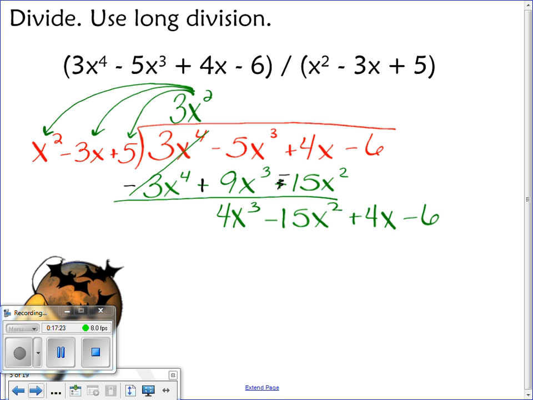All right. So next, what do you multiply x squared by to get 4x cubed? 4x. All right. So then what? Multiply. 4x times x squared. 4x times negative 3x. 4x times 5.